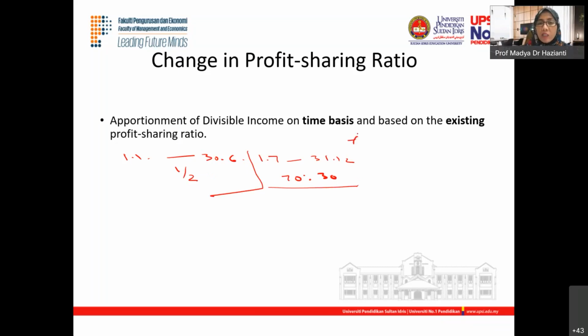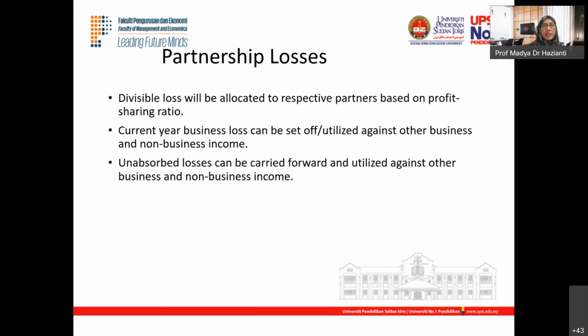Or sometimes ada new partner pula. Oh, dalam dua partner ni seorang mati contohnya. Right? So the change in profit sharing ratio ni happens, sometimes happens. Dan kita akan kira lah based on the profit sharing existing ratio. It can also be a partnership losses. Tadi income, kita kata kalau income pun dia bahagi ikut ratio, divisible loss pun kita akan bahagi ikut profit sharing ratio.